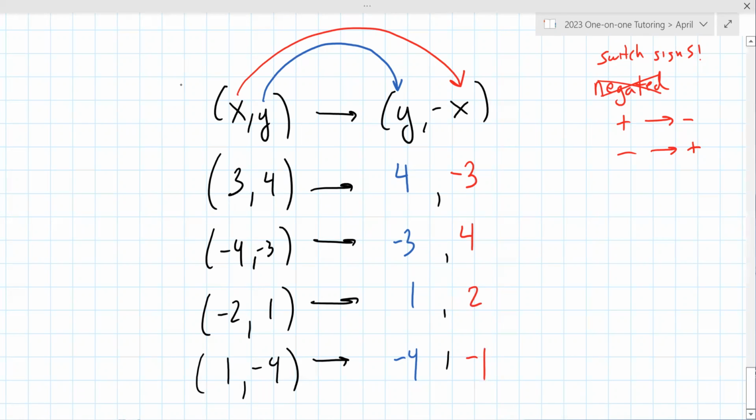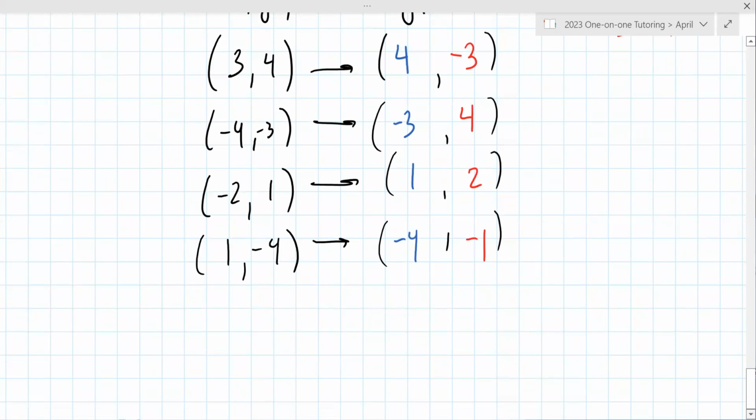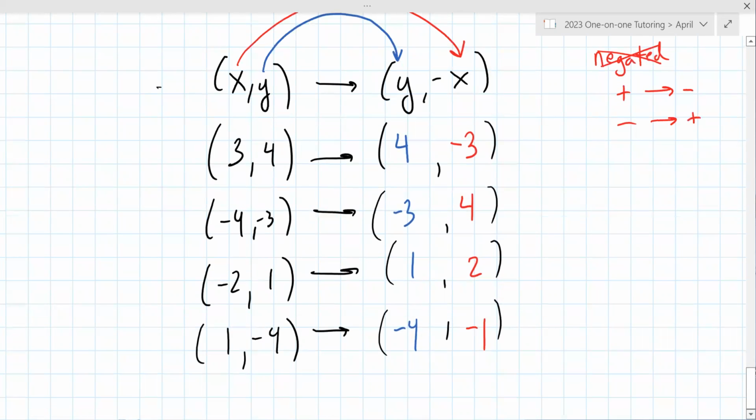Okay. Do you understand? Is it clear how to go from the y on the left, this second column, to this first column? You keep it. And for the other one, you change the signs. Okay, ready to try one on your own again? Yeah.